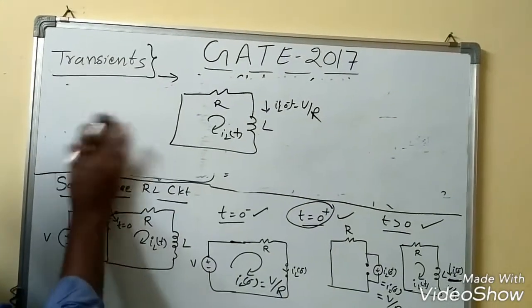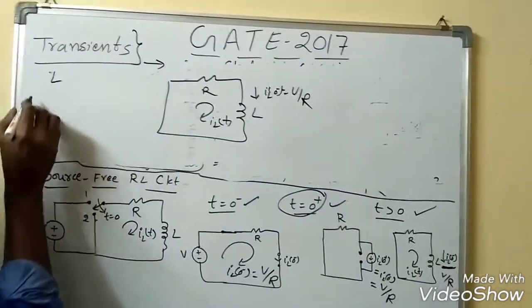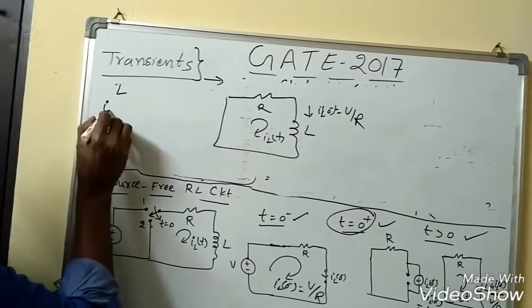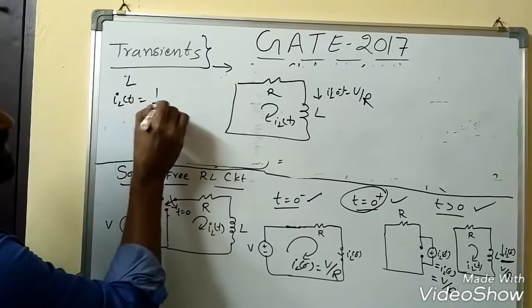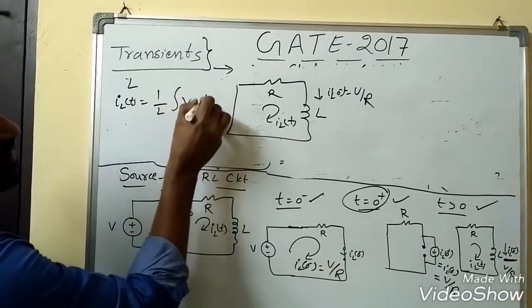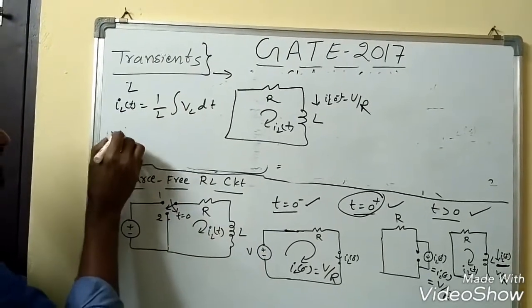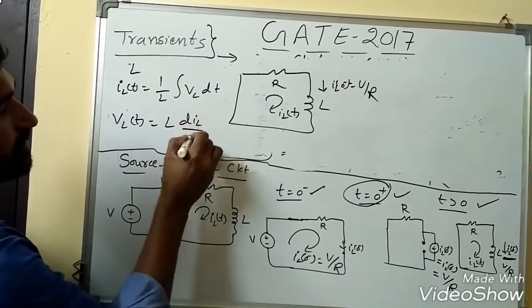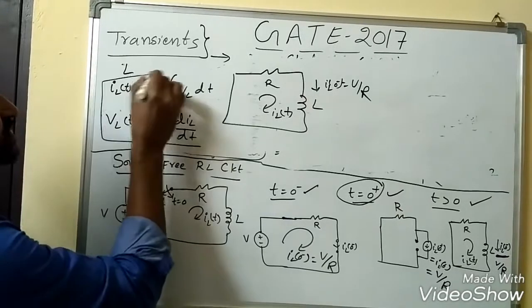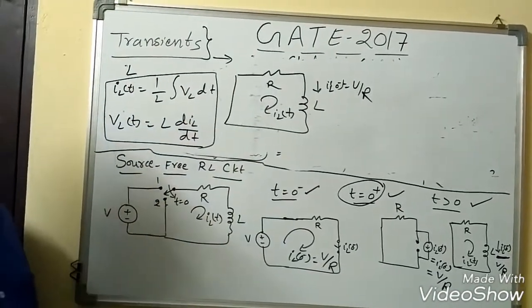Now remember, if there is an inductor, what is the current expression? IL of t is nothing but 1 by L integral VL dt. If I need VL of t, it is nothing but L into DIL by dt. So we have to remember these two expressions in terms of inductor.